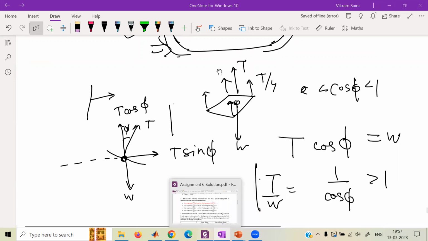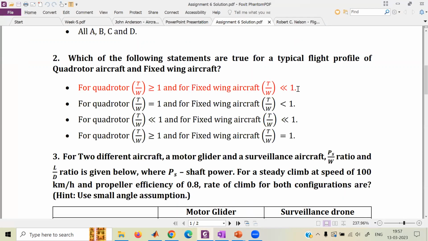And for a fixed wing aircraft, T over W is less than 1. How do we know that this one? Because we need to balance drag. Weight is balanced by lift, and drag is absolutely correct, but very less. You're just saying it is very less, but how do you know that? Is the question.